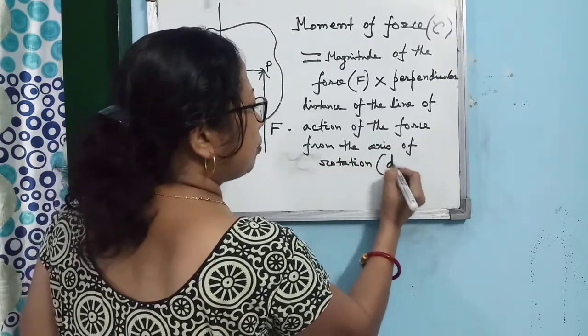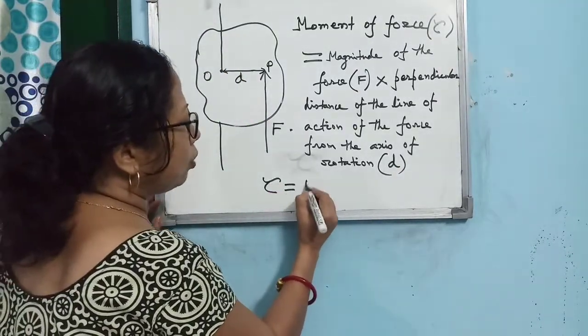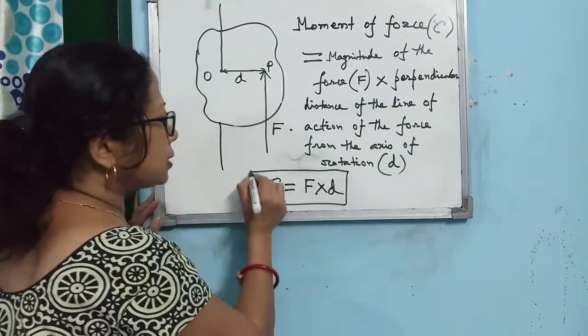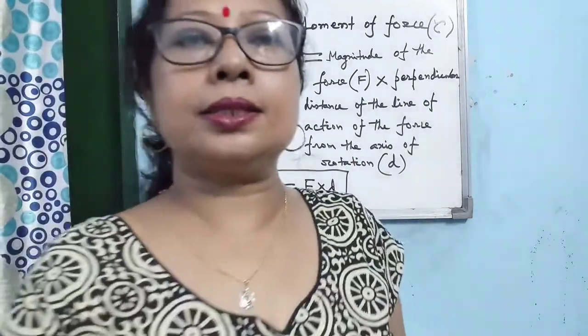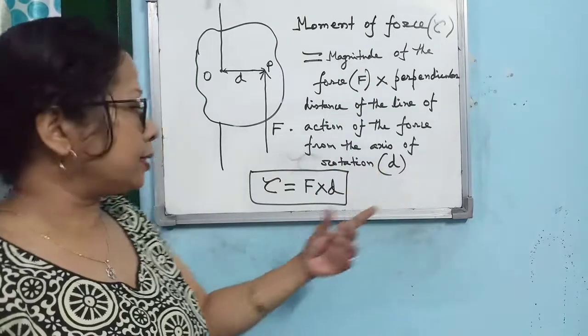It is denoted by D. So you see what you can write, that tau is equal to F into D. So this is the basic concept. So you must learn what is the definition of moment of force in words also, in symbol also.